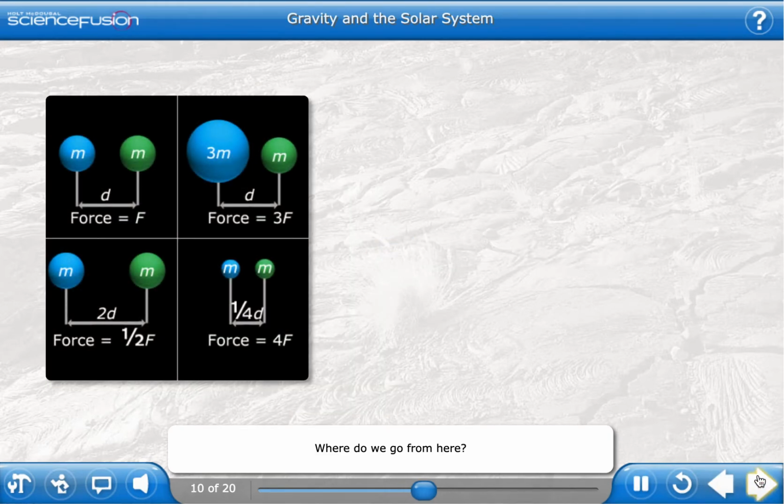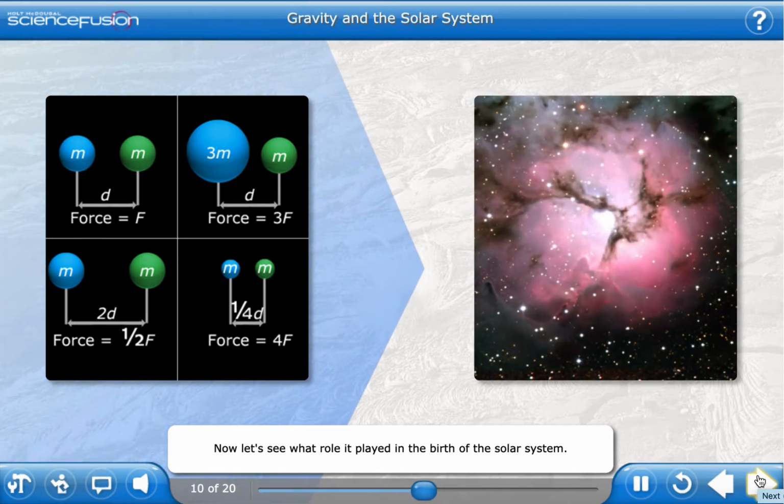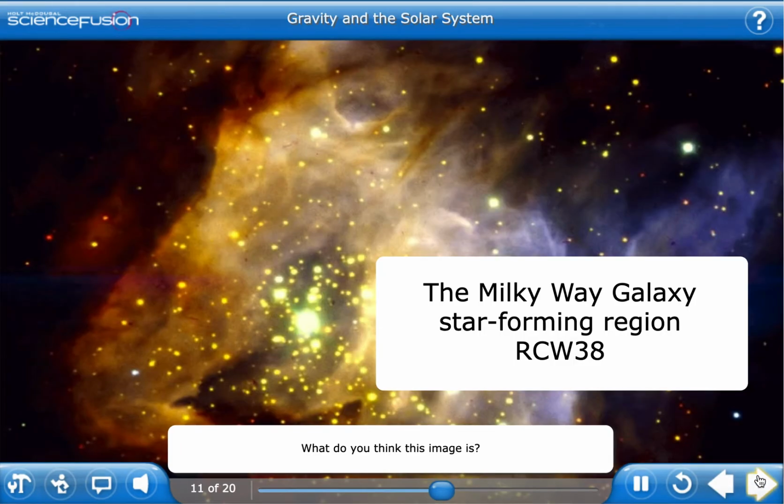Where do we go from here? Further out into the galaxy and further back into the past. You have been learning about gravity and how it works. Now let's see what role it played in the birth of the solar system. What do you think this image is? Do you think it's on Earth?